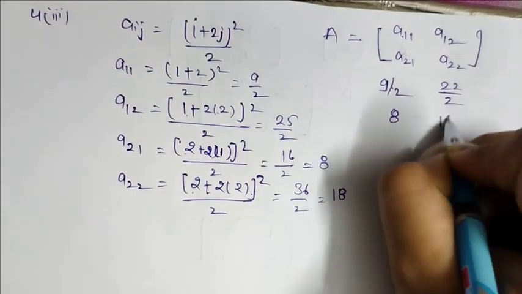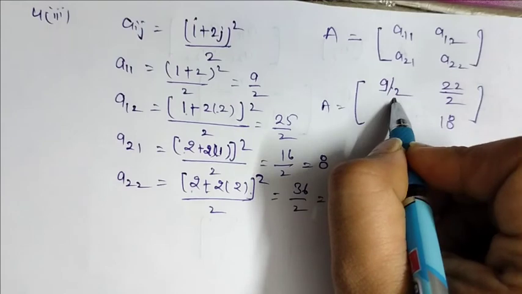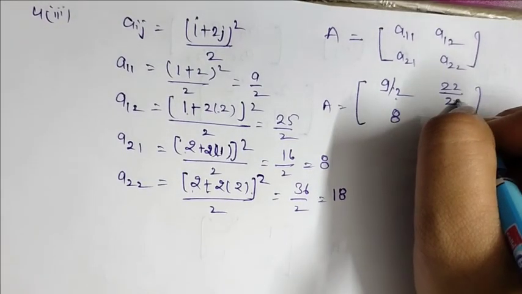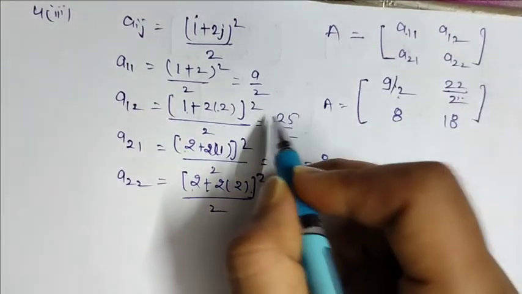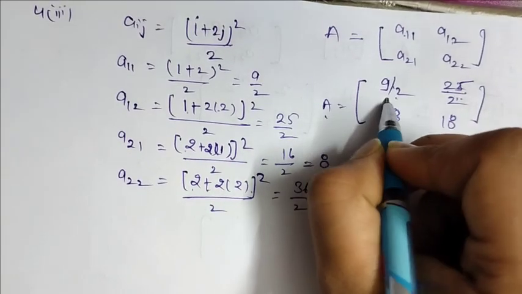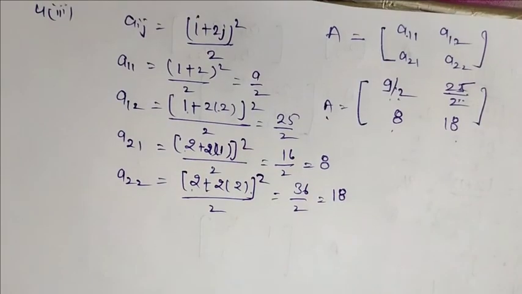Okay, so we have matrix A is 9 by 2, 2 by 2. इसे हम 1 भी लिख सकते हैं. ओके, सॉरी ये 2 by 2 नहीं है, A12 है 25 by 2, राइट? तो वी हैव मैट्रिक्स A इक्वल्स टू 9 by 2, 25 by 2, 8 and 18. This is our third part of fourth question. Okay, that's it. Thank you everyone.